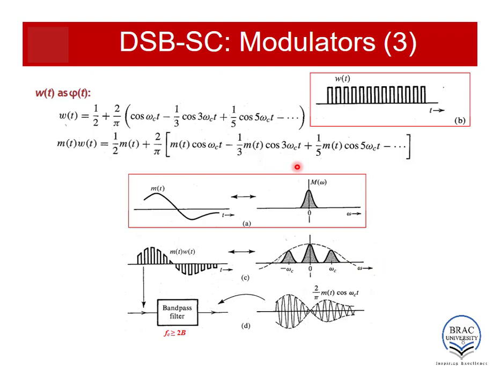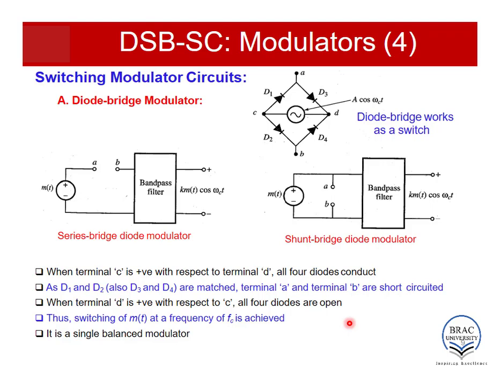frequencies. You can also see a pattern that as we are increasing the frequency, the height of the spectrum is also decreasing. In the case of cos omega ct, it is only 2 by pi, but in the case of cos 3 omega ct, it is 2 by pi multiplied by 1 by 3, so it is 1/3 of this component, and it decreases gradually. And then when we pass this through the bandpass filter, only the omega c component is passed and all other components are blocked. Now let's use this technique and develop some circuits.